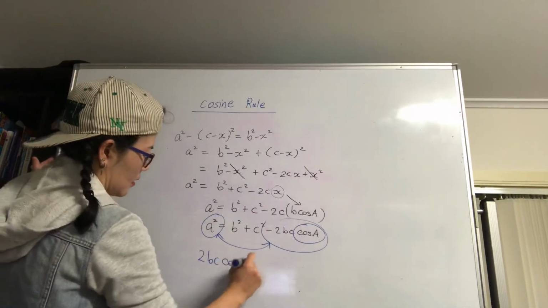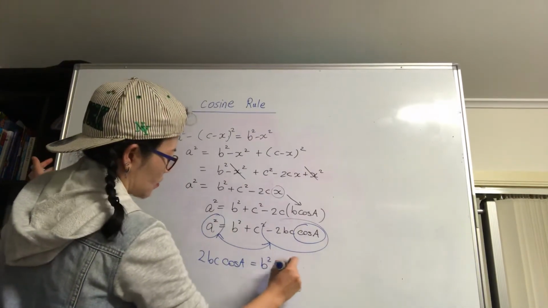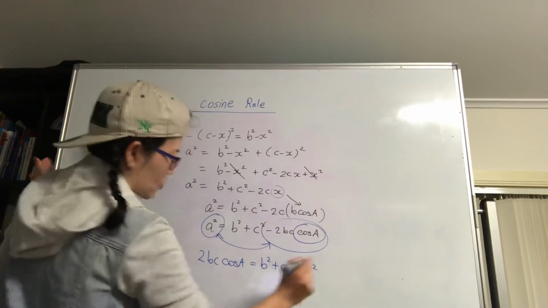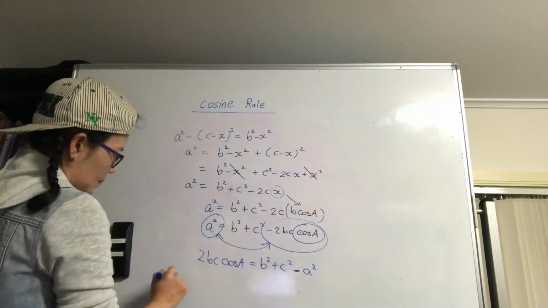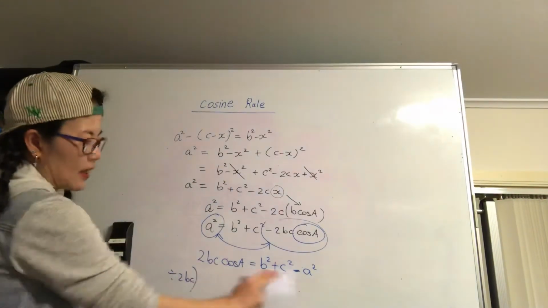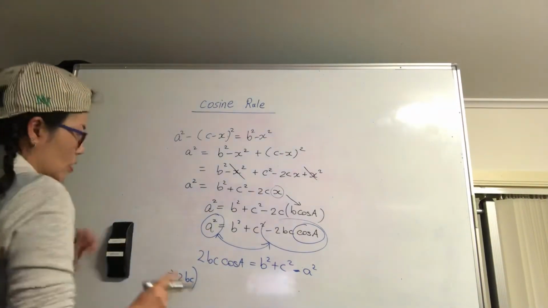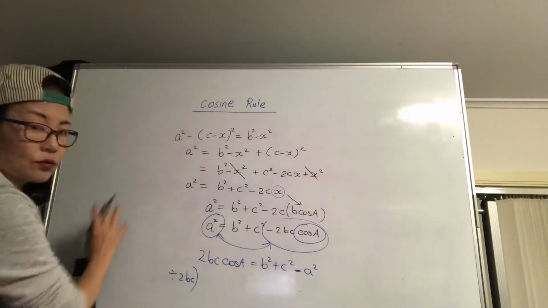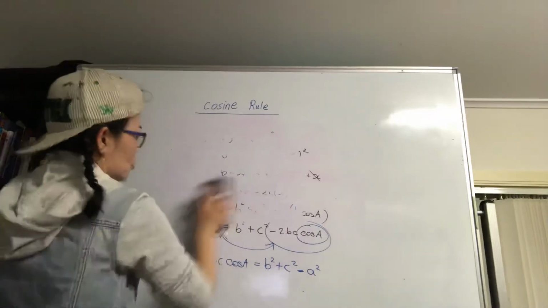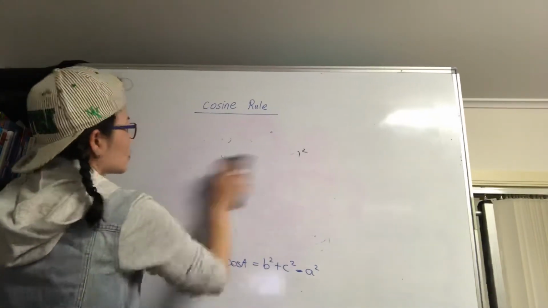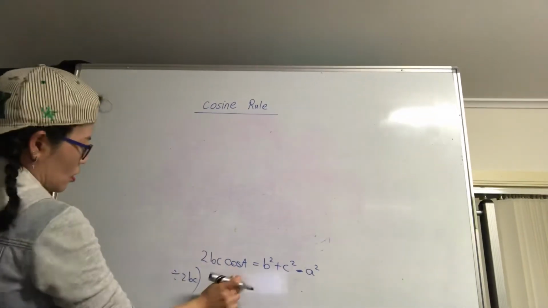Cos A equals (b squared plus c squared minus a squared). Are we okay with that? Yeah? All good. Now I'm going to divide by 2bc on here and here. Okay? So maybe I'll do it here, or maybe I'll just get rid of it so that I'll have more space to write. So I'm going to divide by that.